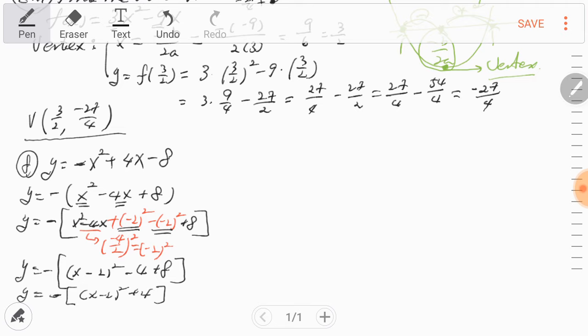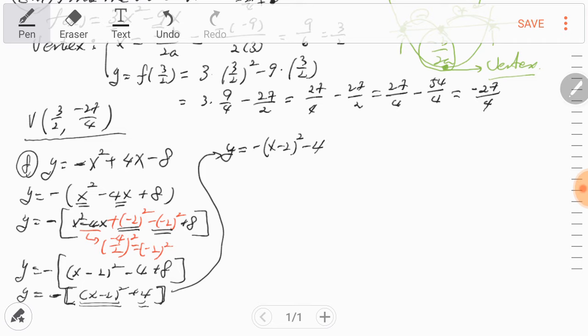Alright, then let's clear this bracket. Clear the bracket, then it becomes what? Multiply this square by negative, and then 4 by negative. So that will be y equals negative x minus 2 squared minus 4.